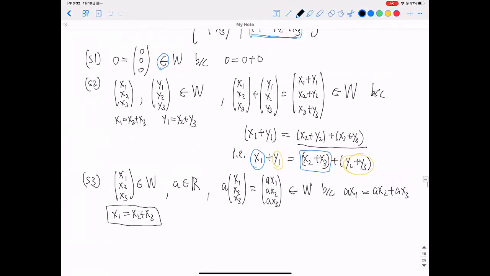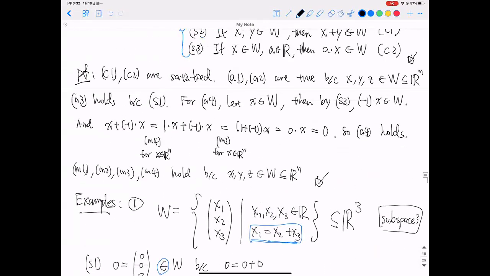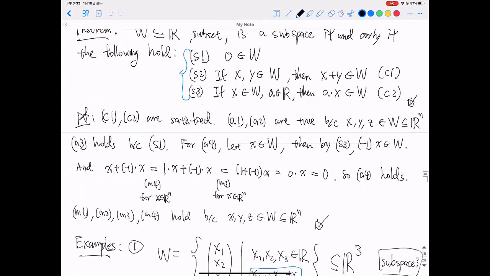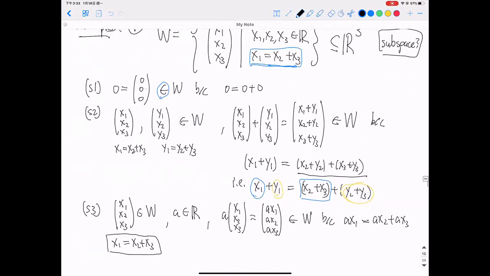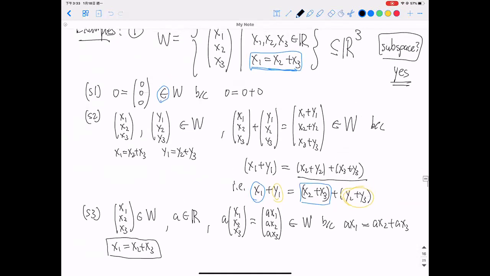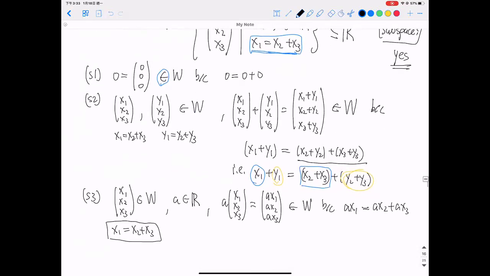So let's see. That's the three. These are the three conditions we need to check according to the theorem, and we check them all. So yes, this W is a subspace.